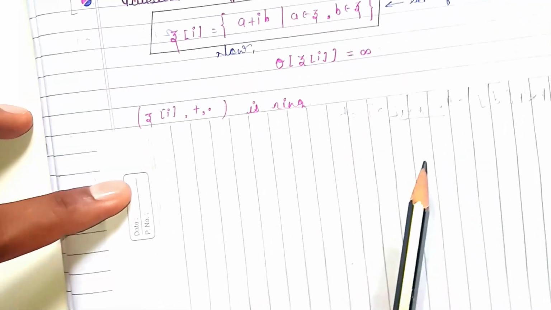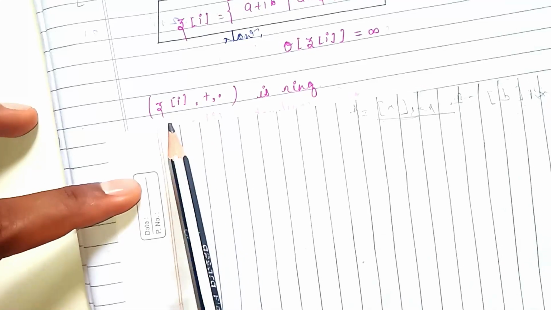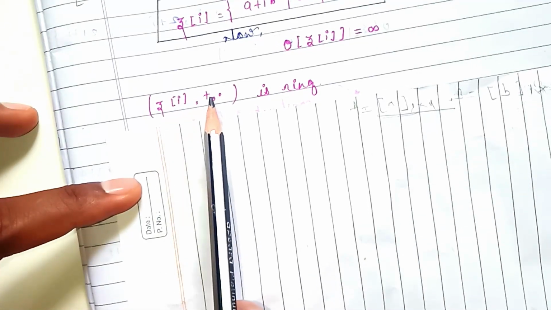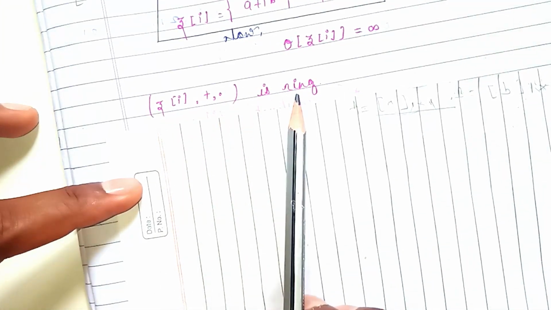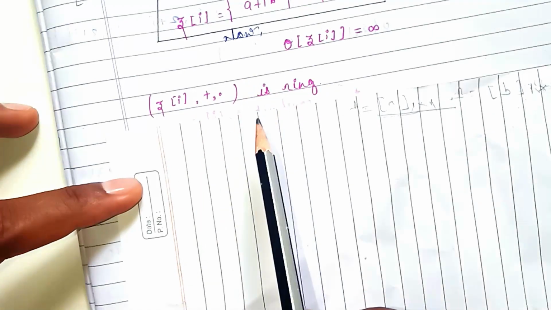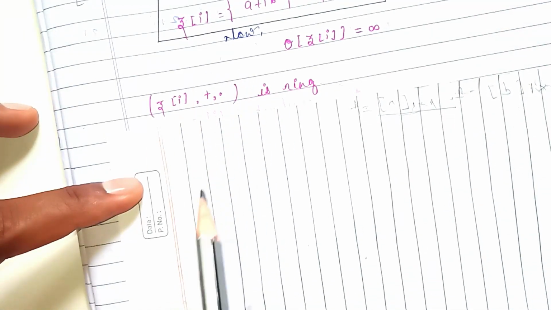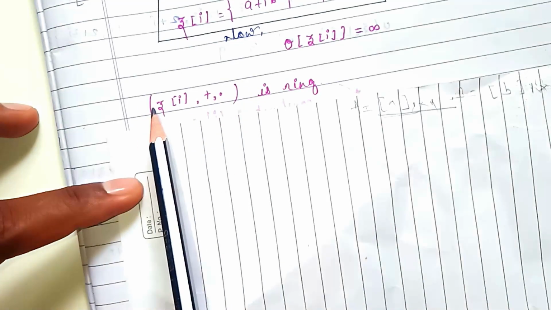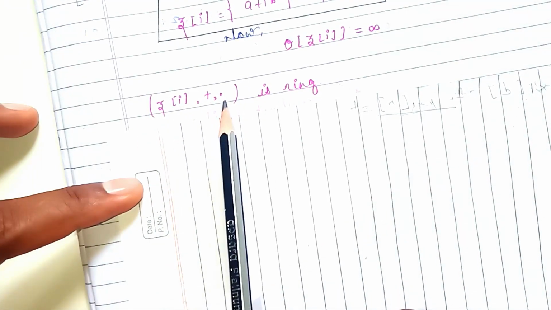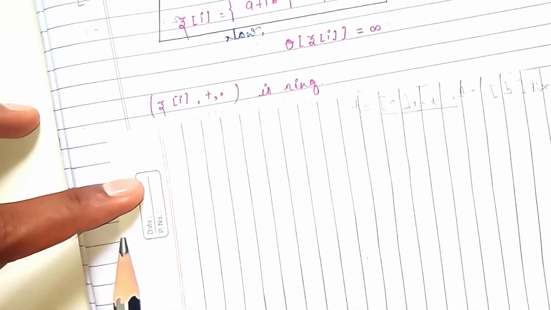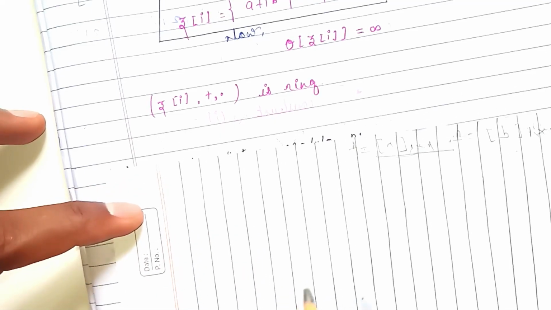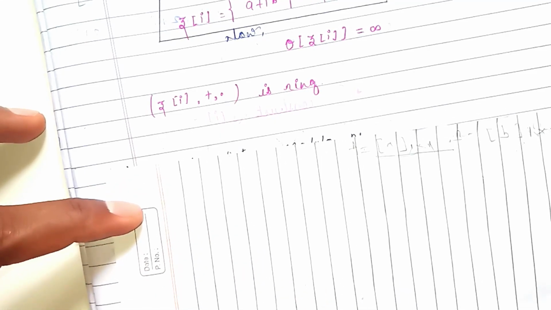One more thing: the Gaussian integers under addition and multiplication form a ring. I already explained why it is a ring, and it is there in my playlist, so you can check those videos. In today's video, we learn only how to form a group of Gaussian integers.